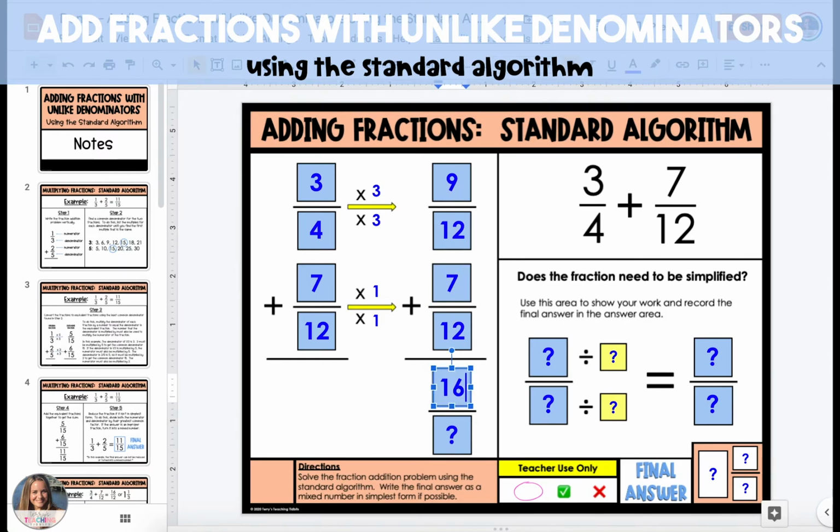Now we add these equivalent fractions together to get 16/12, and in this case we can reduce 16/12. So we're going to move over to the right side of the slide, type in 16/12, and then find the greatest common factor of 16 and 12, which happens to be 4. If we divide 16 by 4 and 12 by 4, we will end up with a fraction of 4/3, which can be turned into a mixed number, 1 and 1/3. And that is our final answer.